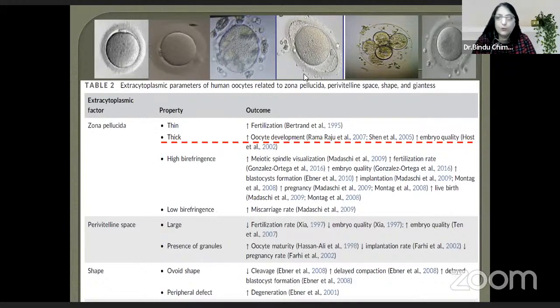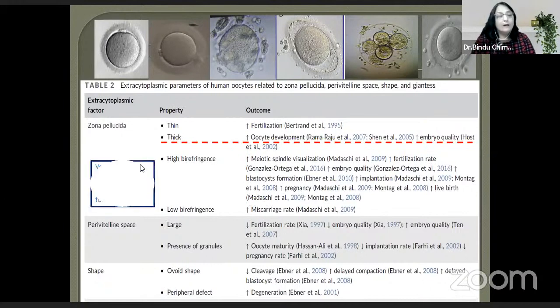The shape, the ovoid shape, now this depends when we say ovoid shape of the oocyte, whether we are talking of the ooplasm or whether we are talking of the zona pellucida. So usually when we say an ovoid shape, it is usually the zona which is elongated and the ooplasm is spherical or normal in shape. So this may lead to a delayed blastocyst formation, but blastocyst formation rate per se is not hampered.